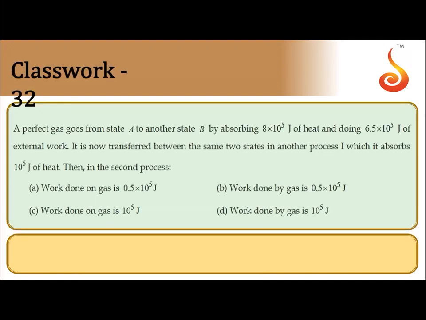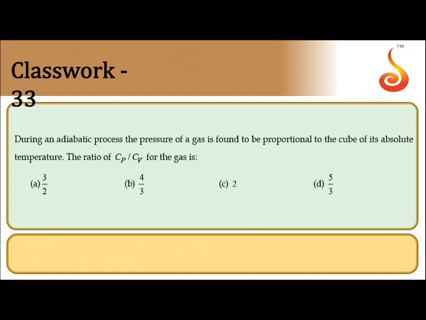So we shall move on to next one. During an adiabatic process, the pressure of a gas is found to be proportional to cube of its absolute temperature. Ratio of Cp by Cv for the gas is. So they have given it's an adiabatic process. For adiabatic process, P is proportional to T to the power gamma divided by gamma minus 1, and also it is given that P is proportional to cube of temperature.